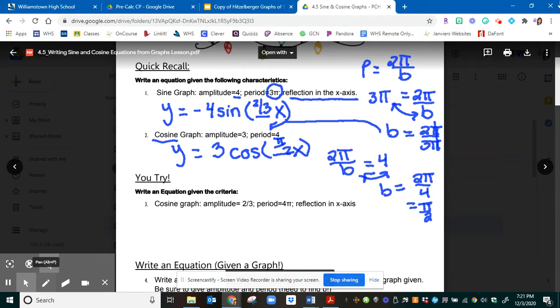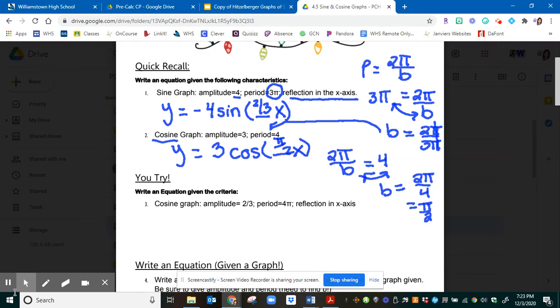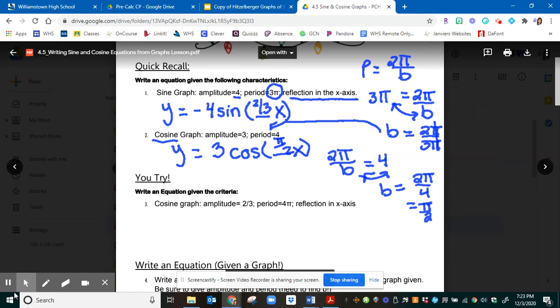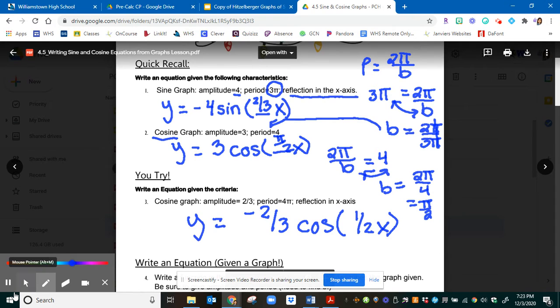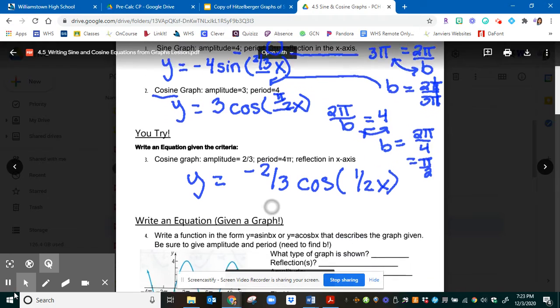So here's the next one that I would like you guys to try. It's a you try problem, and go ahead and fill it out on your Edpuzzle and see if you can get this correctly. Okay, so if you got the Edpuzzle correct, you should have gotten answer D, which would have given you the answer of y equals -2/3 cosine and then 1/2 x, which was letter D. Okay, all right, so that was just kind of a quick recall. I think we've taken a look at that before in Desmos.